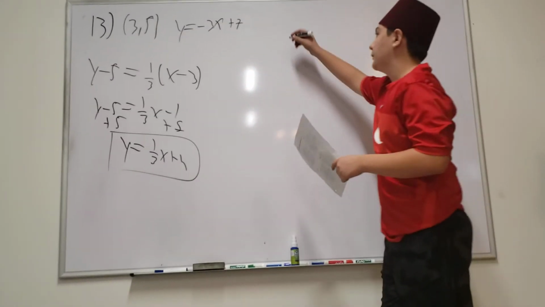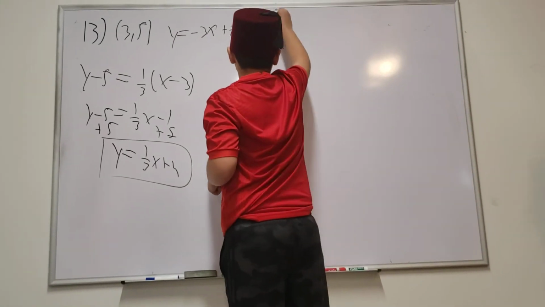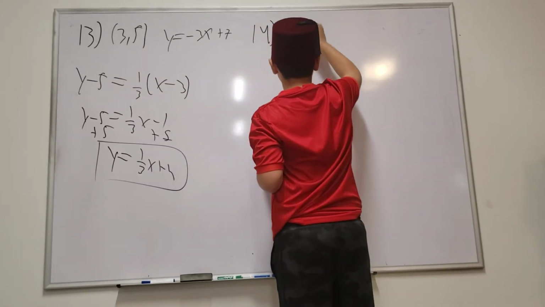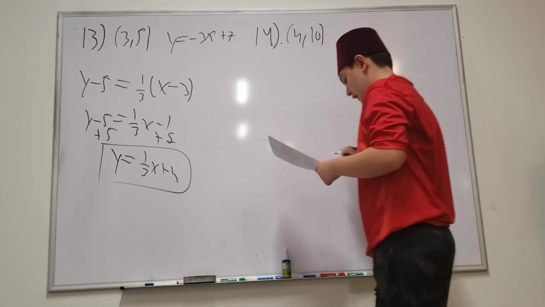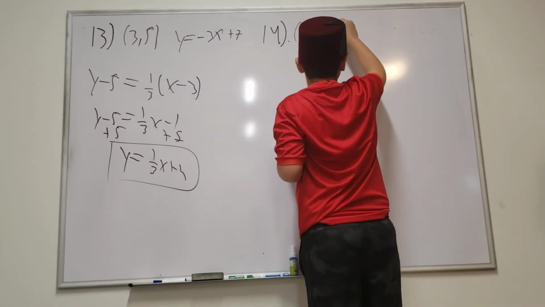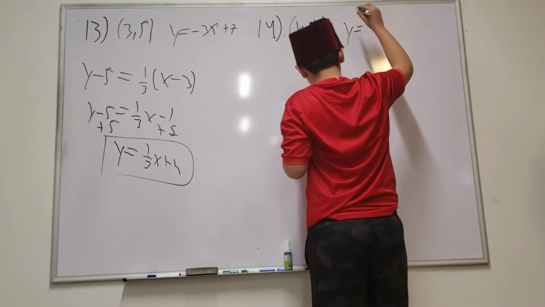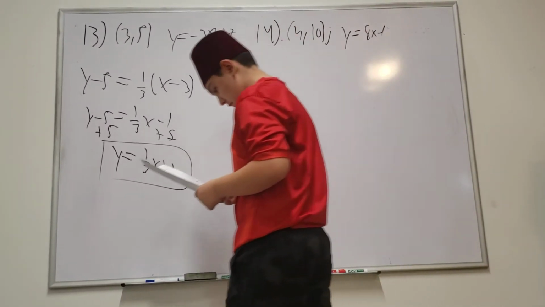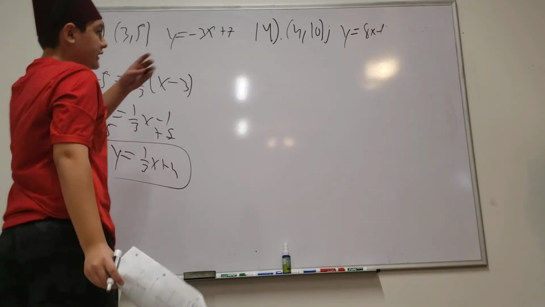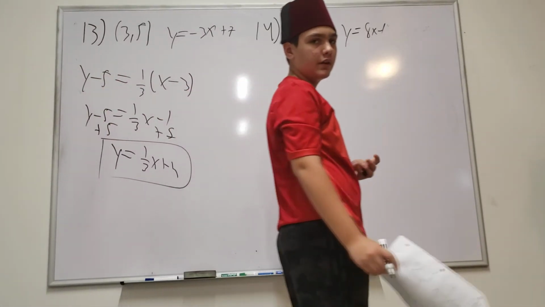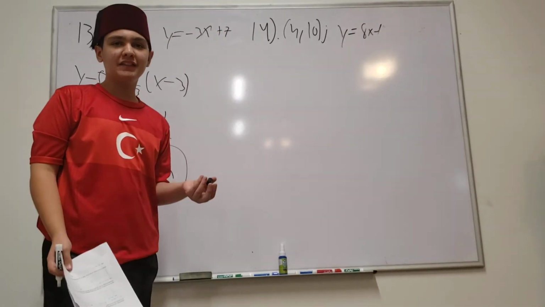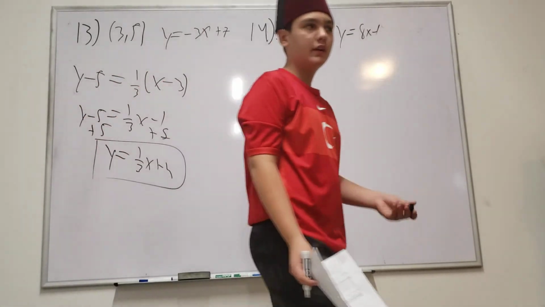So our problem, number 14. The point is (4, 10). And the equation is y equals 8x minus 1. So again, you need to find the opposite reciprocal of 8. Well, that would be negative 1/8, since 8 times negative 1/8 is negative 1.